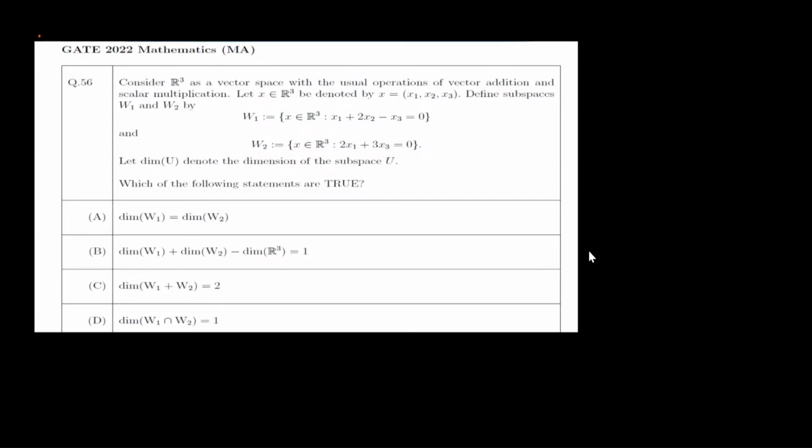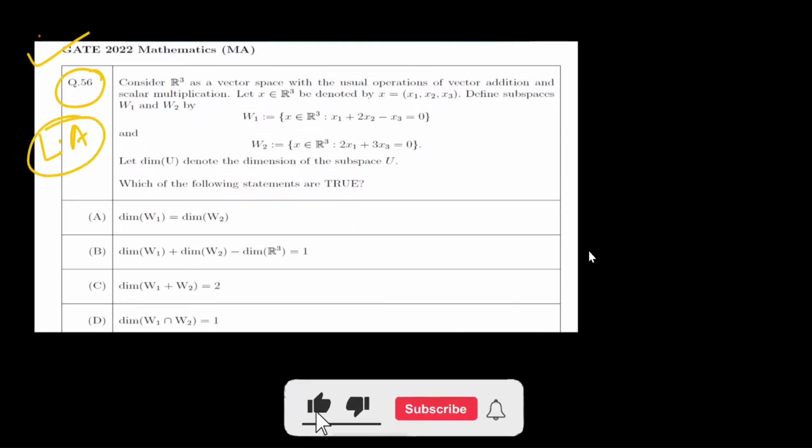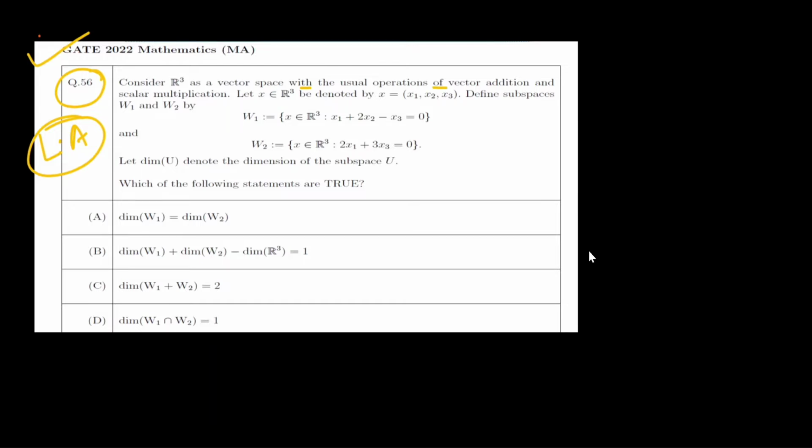Today in this video we are solving a question from GATE 2022 Mathematics, question number 56, which comes from linear algebra. The question says: consider R3 as a vector space with the usual operation of vector addition and scalar multiplication. Let x belonging to R3 be denoted by x = (x1, x2, x3). Define the subspaces W1 and W2 by W1 = {x belongs to R3 : x1 + 2x2 - x3 = 0} and W2 = {x belongs to R3 : 2x1 + 3x3 = 0}.